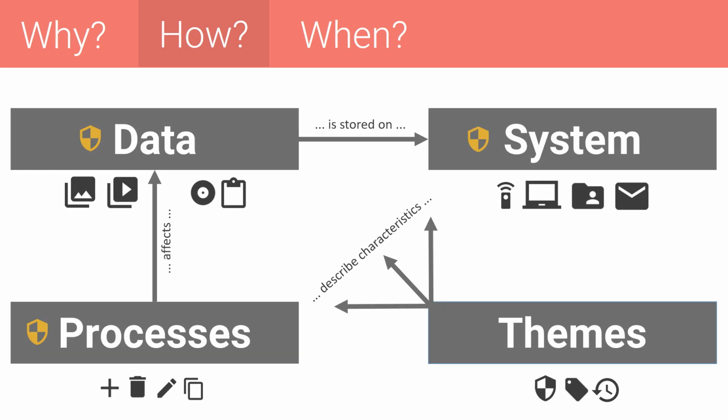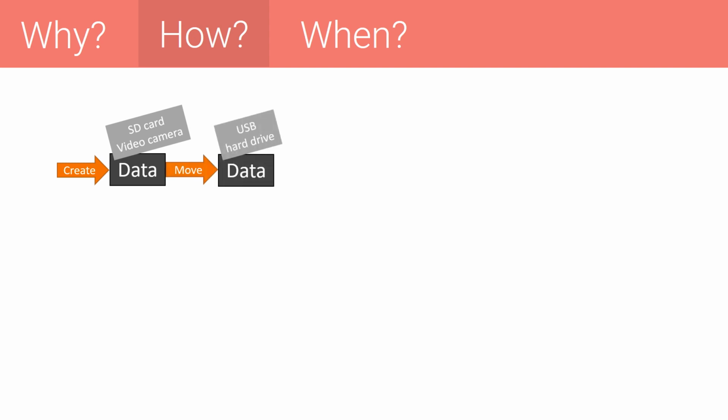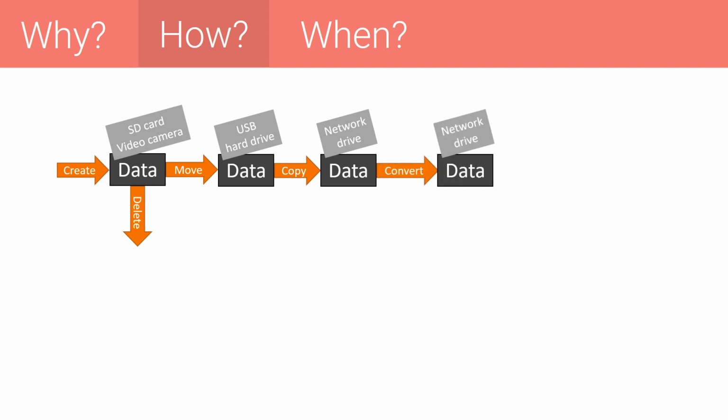Let us look at an example of a workflow for some simple video data. We start by creating some data out in the field. The data is stored on an SD card in a video camera. Then we move the data to a USB hard drive and delete it from the SD card. We make a copy to a network drive and convert the data to another more suitable file format in order to deposit the data to Zenodo. Then we delete the data from the network drive as we might not need this copy any longer.